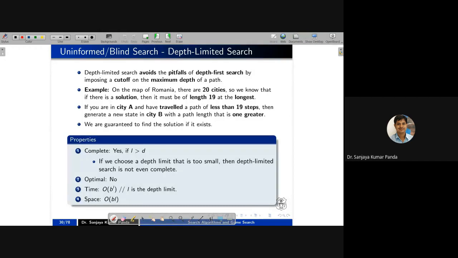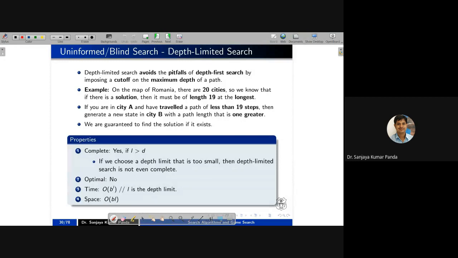But when you go beyond 19, what will you say? Your search is going in a wrong path, or there is a loop in your path. That's why you have not reached your destination city even if you exceed 19. So, like in the Romania map, at max you have to visit 19 cities to reach your destination. So we are guaranteed to find the solution if it exists.